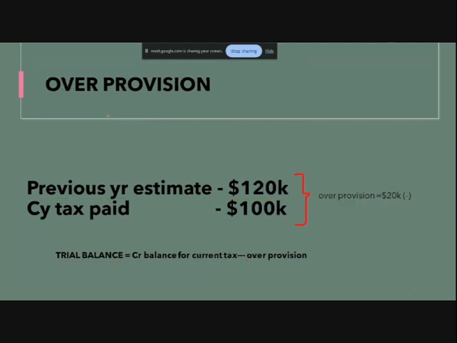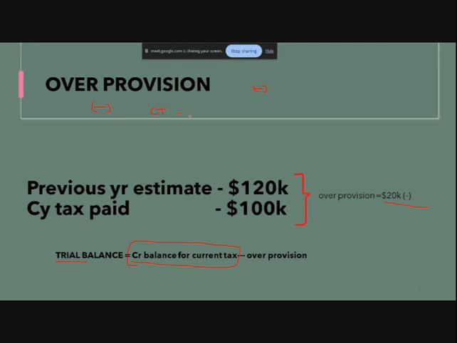Over provision means it's just the opposite. In this case we have estimated 120K, but we only paid 100K dollars, so we have overly given provision for that. So there's a difference of 20K, so we'll deduct that 20K from the equation. We won't add 20K, we'll just deduct minus 20K there. And in the trial balance, it will be what? Credit balance for current tax. Because under provision is debit balance, over provision is credit balance. So first you should check whether the current tax has debit or credit balance.